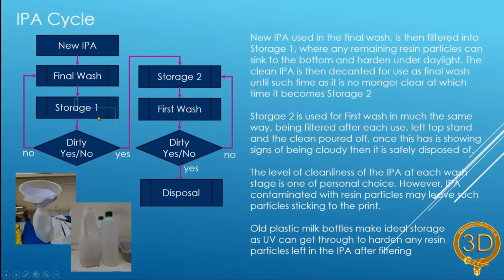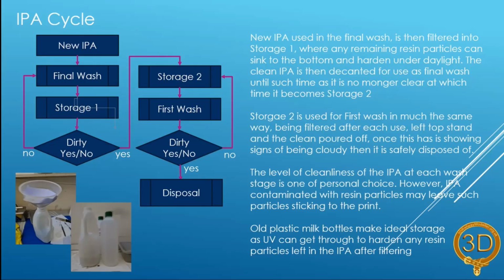Now, when it goes into storage one after the final wash, it goes in through a filter funnel with filter paper, and I use old milk bottles. The bottle needs to withstand IPA, which plastic will, and it needs to let light into it, which I'll explain in a moment.